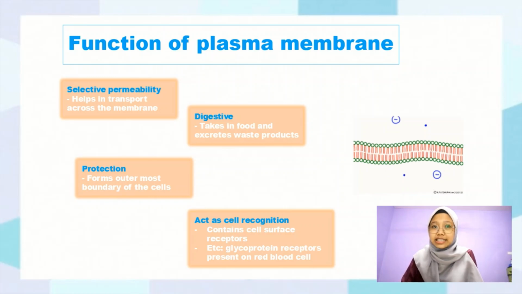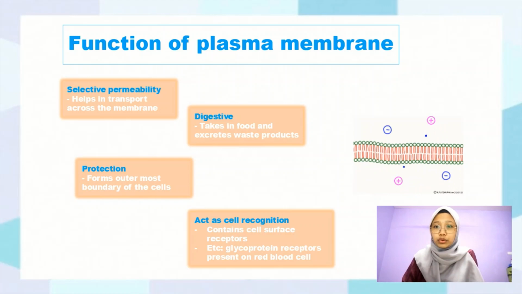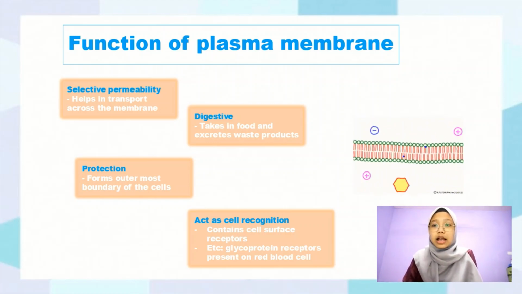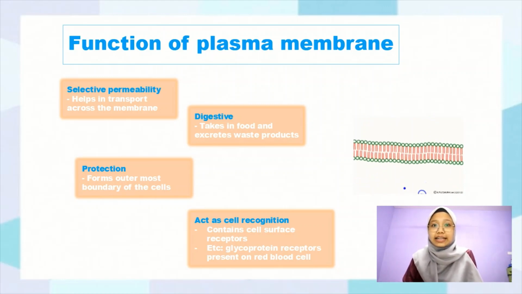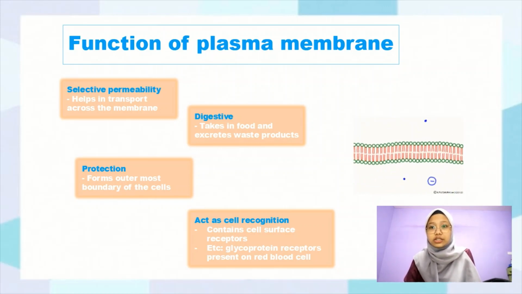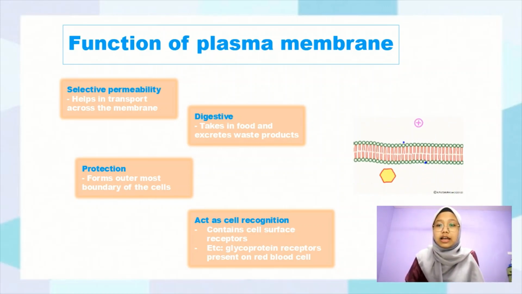Second, it is for digestive purposes. The plasma membrane takes food in and excretes waste products out of the cell. Third, it is for protection. The plasma membrane forms the outermost boundary of the cell. It protects the cell from foreign substances entering it. And fourth, it acts in cell recognition. The plasma membrane contains cell surface receptors, for example the glycoprotein receptor present on red blood cells.